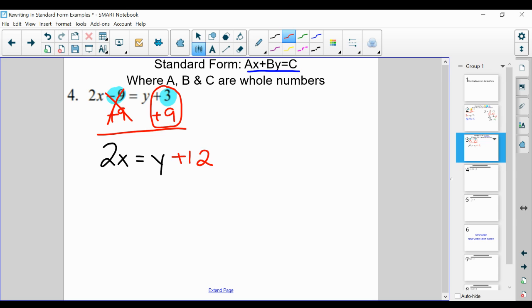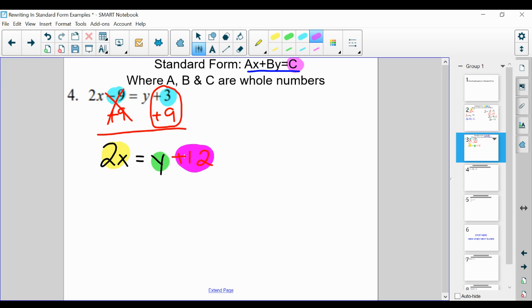Now, we're not in standard form just yet. Again, we need to have our x and our y terms on the same side of our equal sign. Right now, our x term is on the left-hand side of the equal sign, and our y term is on the right-hand side of the equal sign, but we need them to be together. Now, the plus 12 is already on the right-hand side. We want to eventually get our number all by itself, hence why it's equal to c.